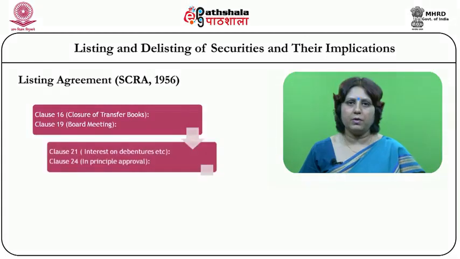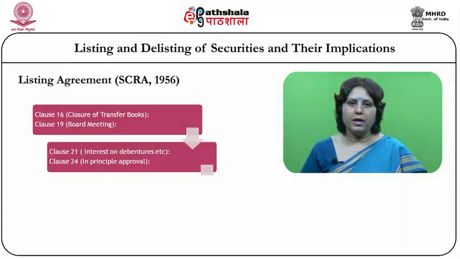Clause 21 is about interest on debentures and redemption of securities. Over here at least 21 days notice has to be given to the stock exchange when the company is giving interest on the debentures or on any sort of bonds, or it is redeeming its debentures or any securities or shares of the company. So 21 days notice has to be given to the stock exchange.